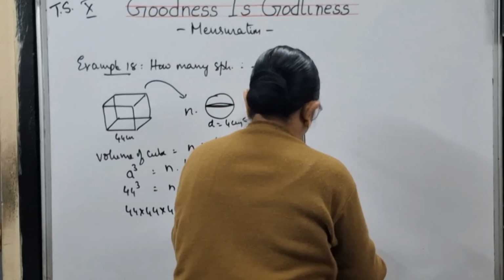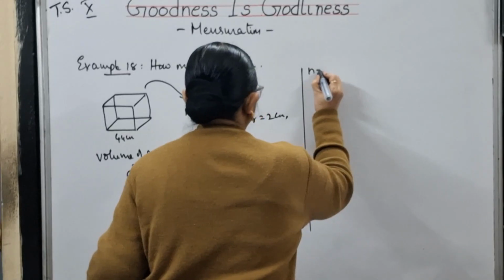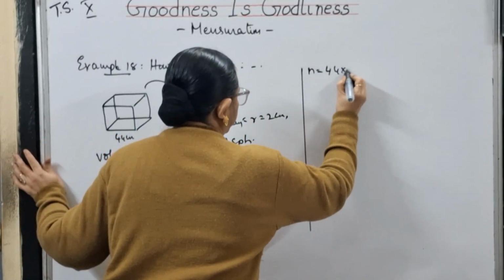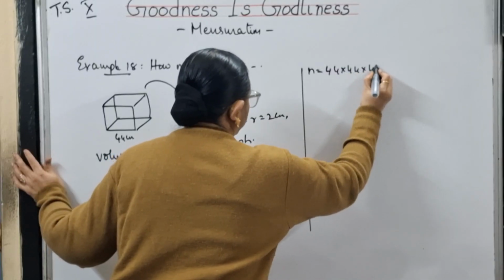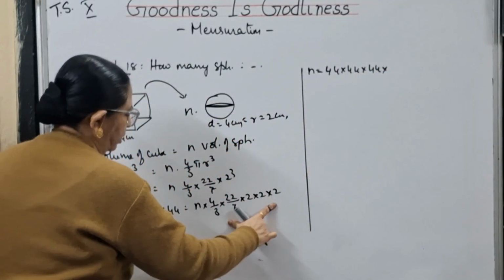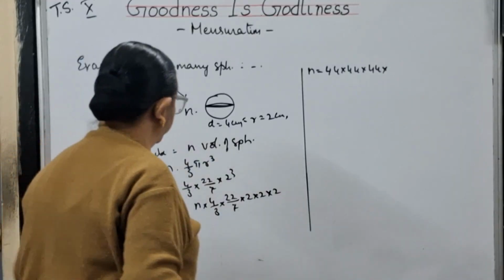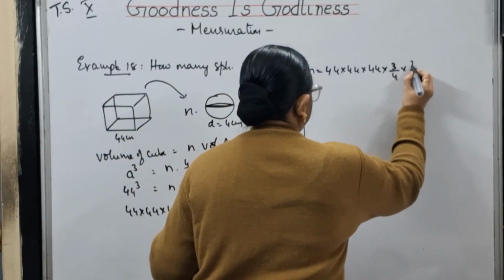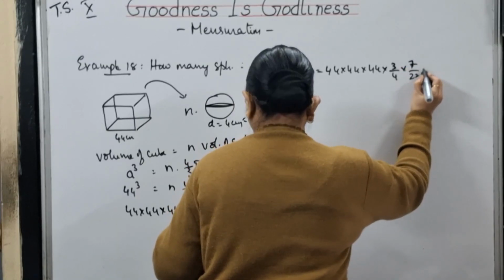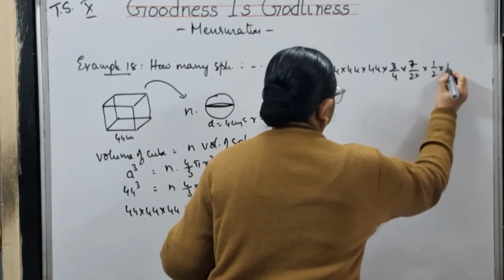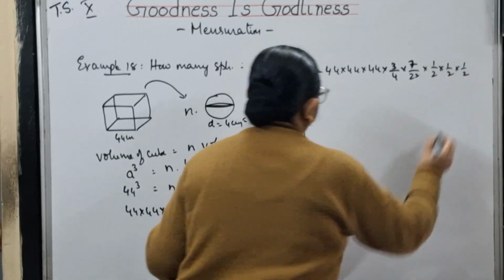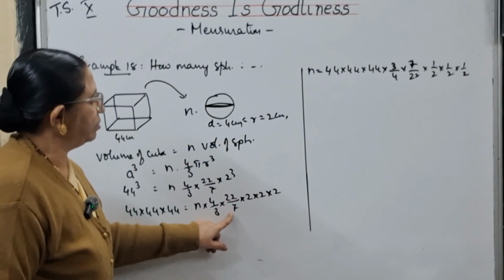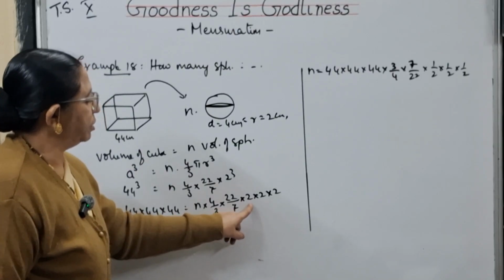I want the n number. So n is equal to this. I should write it as 44 into 44 into 44, and when these values come to this side, their reciprocals we have to write: 3 by 4 into 7 by 22 into 1 by 2 into 1 by 2 into 1 by 2. So children, 4 by 3 becomes 3 by 4, 22 by 7 becomes 7 by 22, 2 becomes 1 by 2.